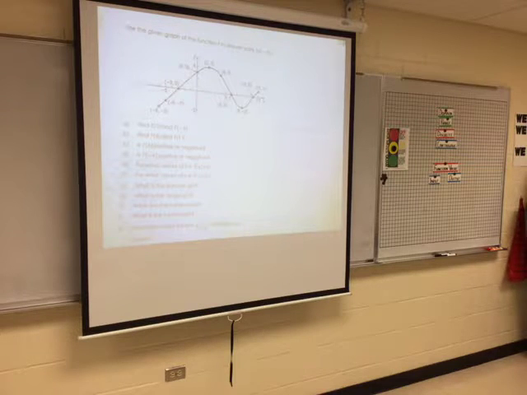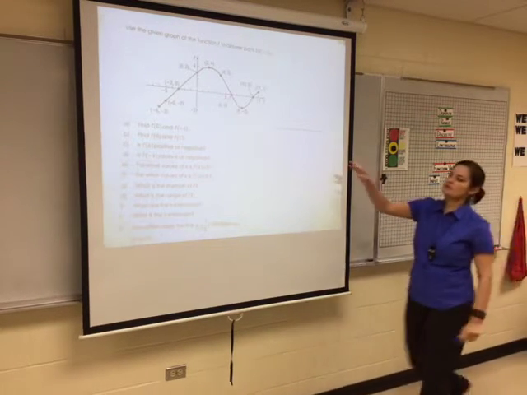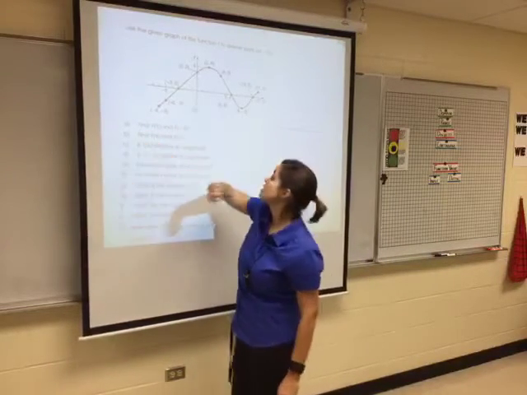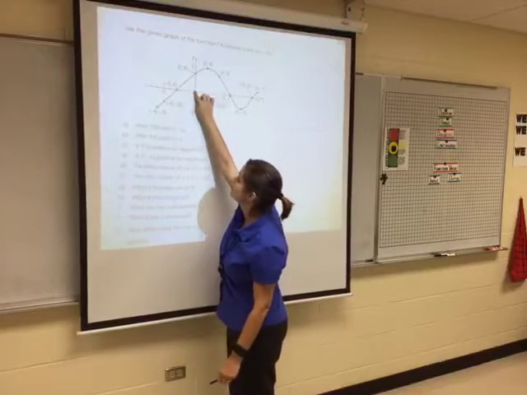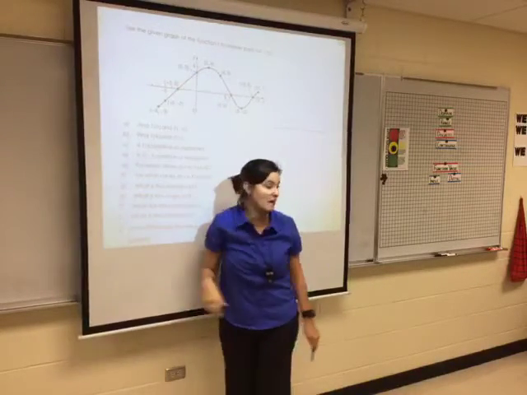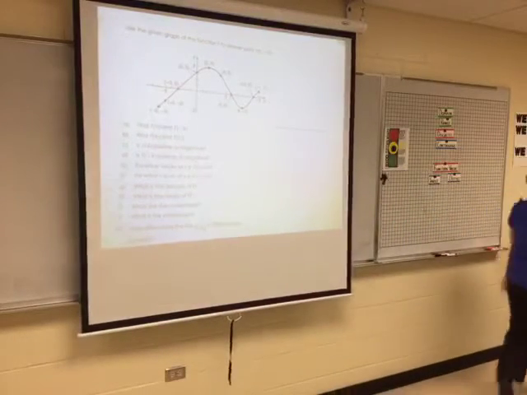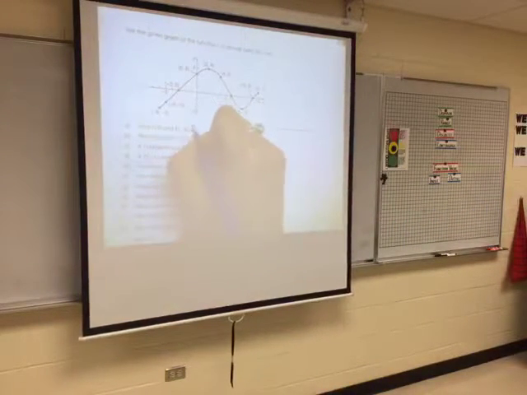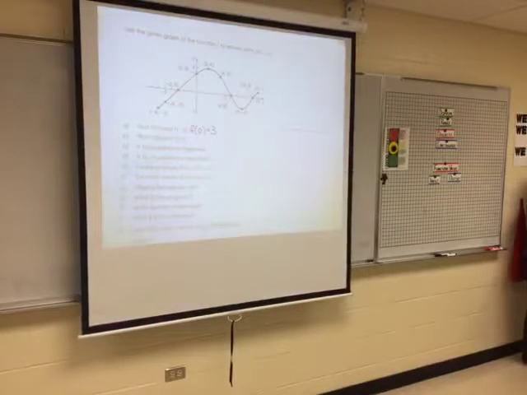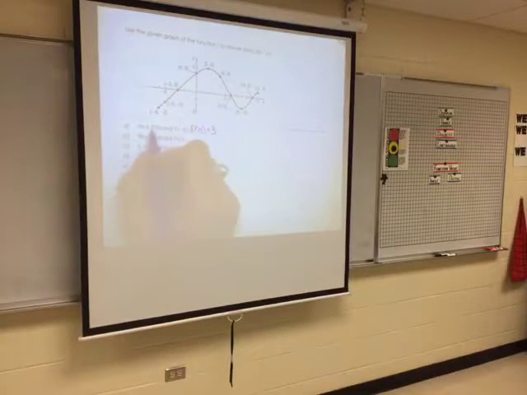Here it says find f of 0 and f of negative 6. So what is 0? 0 is taking the place of what? X, right? So when x is 0, what is y? When x is 0, y is 3. So f of 0 is 3. All right, well, that's one of them.